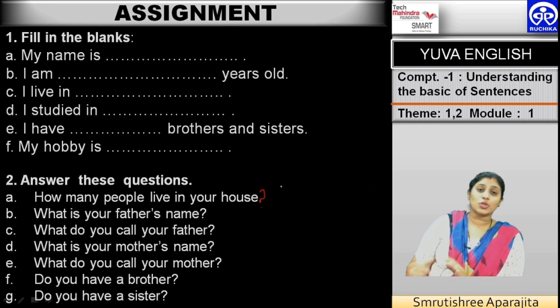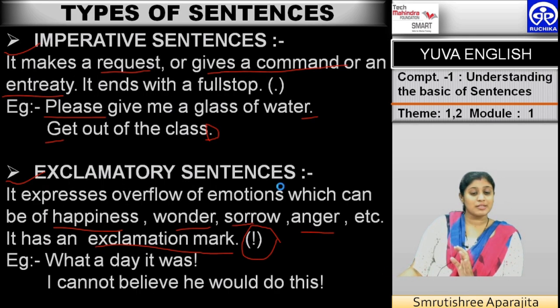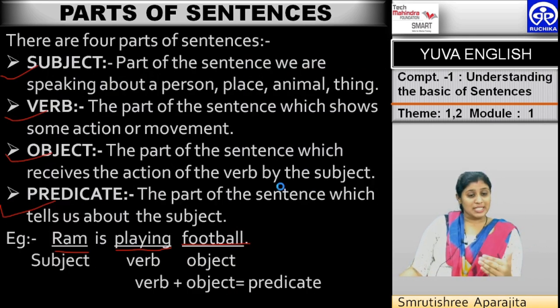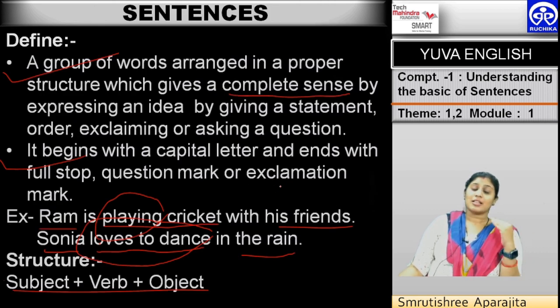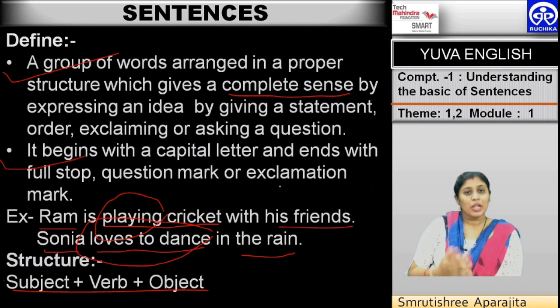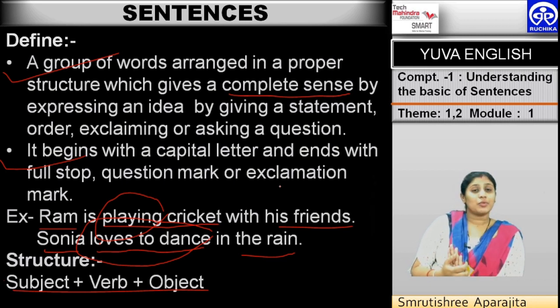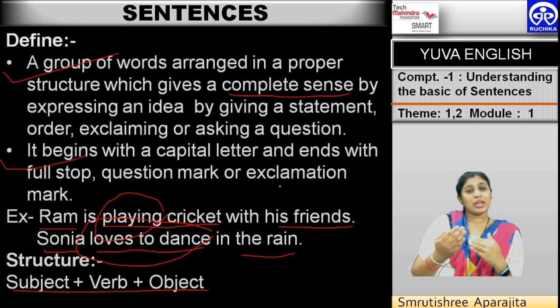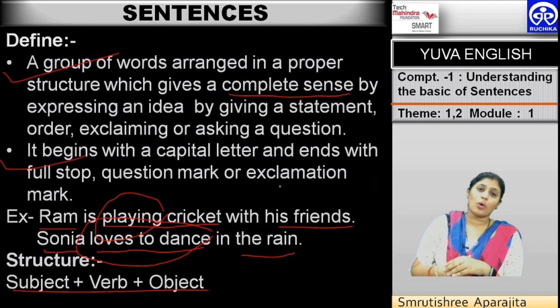I hope, students, you are all very clear on these four types of sentences, the parts of a sentence, the structure of a sentence, and the definition of a sentence. In the next class, we are going to have a very short review of these. Thank you so much, everyone.